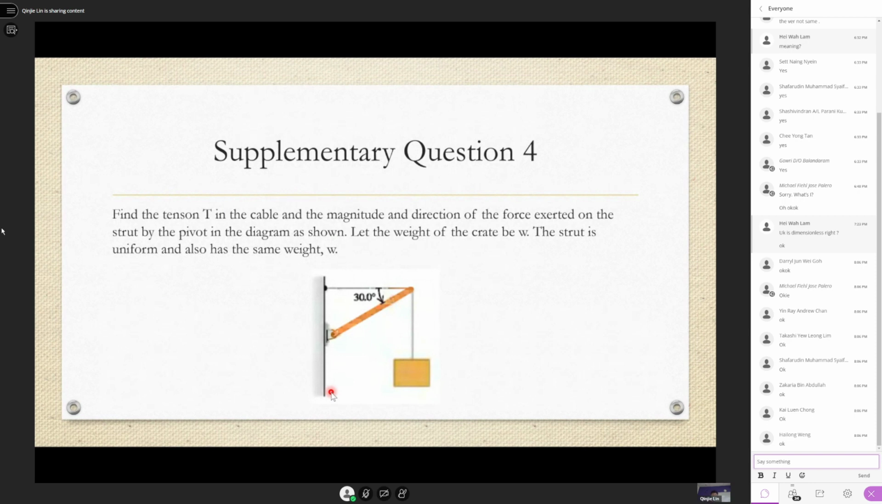Okay, and let's go through question 4 also. Find the tension T in the cable and the magnitude and direction of the force exerted on the strut by the pivot in the diagram as shown. Let the weight of the crate be W. The strut is uniform and also has the same weight W. The strut is this rod, so this rod itself also has a weight W. It asks you to find the tension and also the magnitude and direction of the unknown force here.